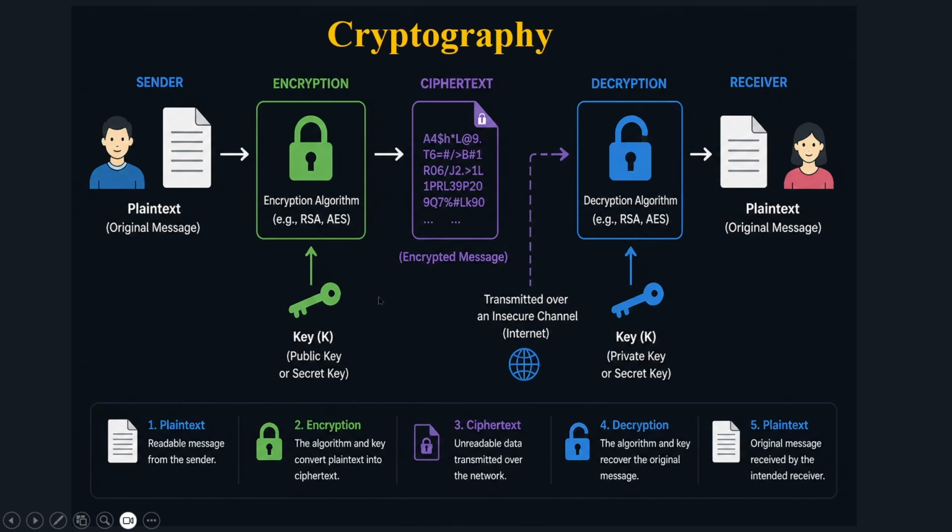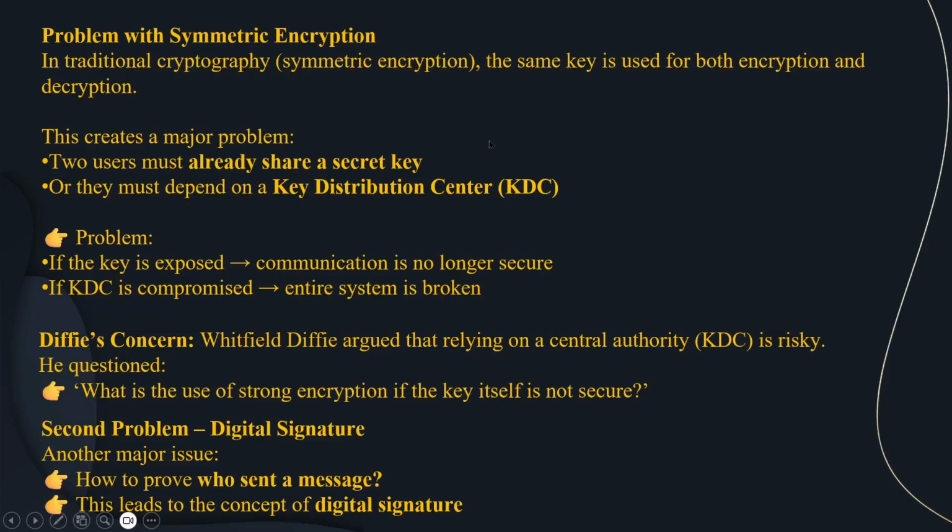In the early stage of cryptography, symmetric cryptography was used. Problem with symmetric encryption. In traditional cryptography or symmetric encryption, the same key is used for both encryption and decryption. This creates a major problem. Two users must already share a secret key, or they must depend on a key distribution center. The problem is, if the key is exposed, communication is no longer secure. If the KDC is compromised, the entire system is broken.